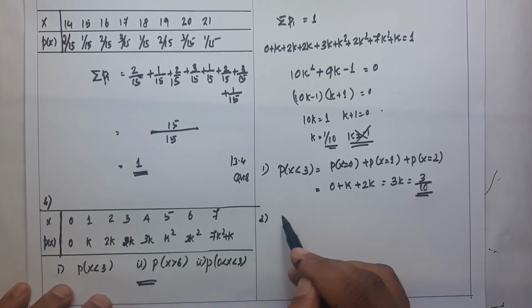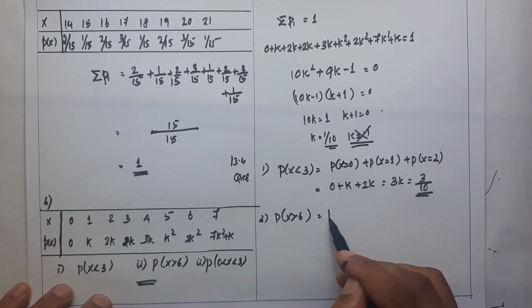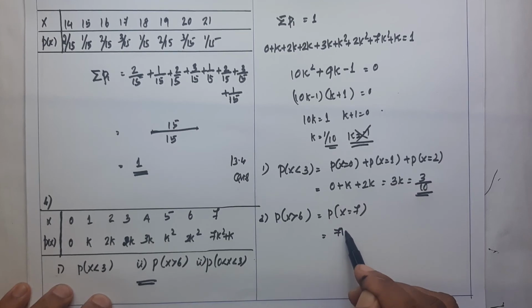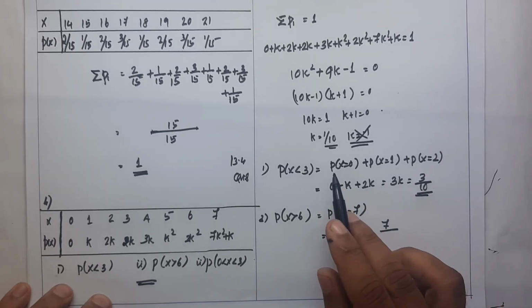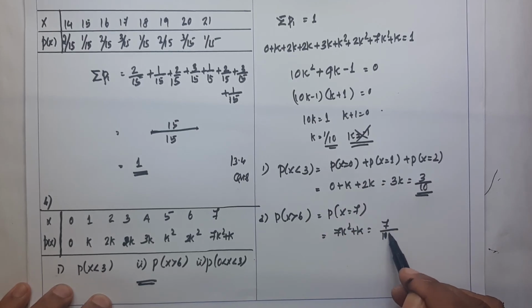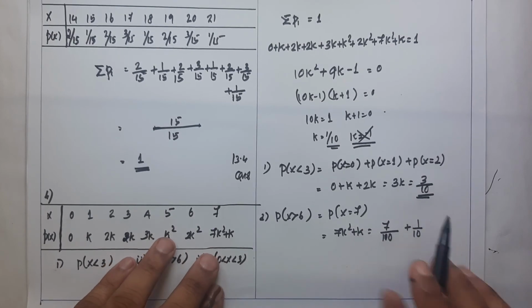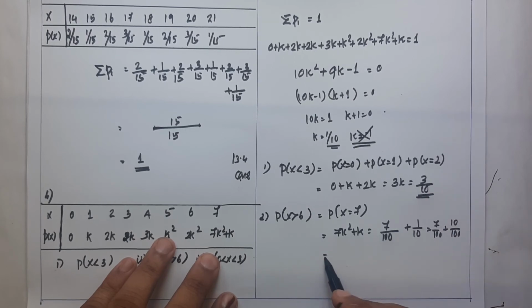Then our second question, P of x greater than 6. Greater than 6 means P of x is equal to 7. That is 7k square plus k. That is 7 into k square, 1 by 10 square is 1 by 100, plus 1 by 10, is equal to 7 by 100 plus 10 by 100, is equal to 17 divided by 100.